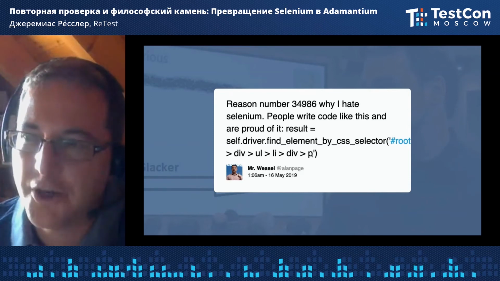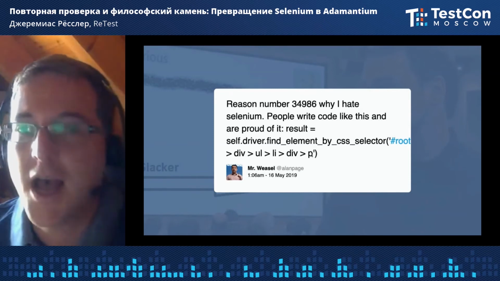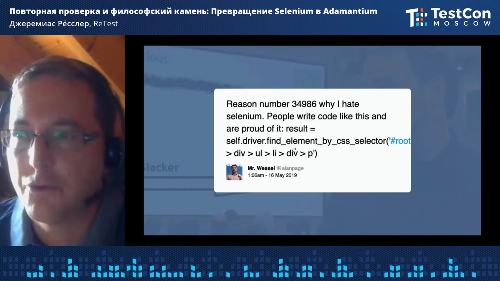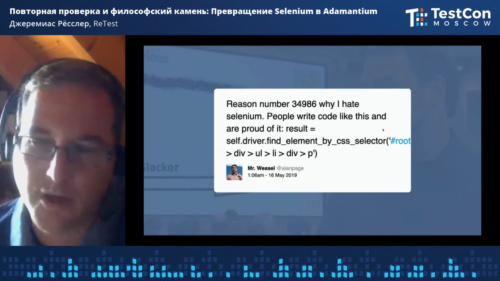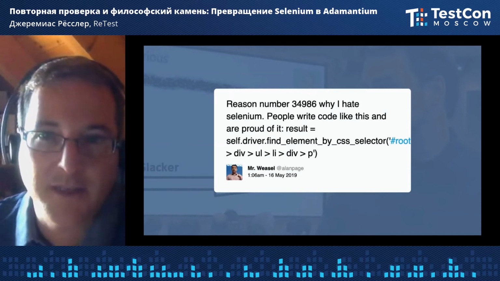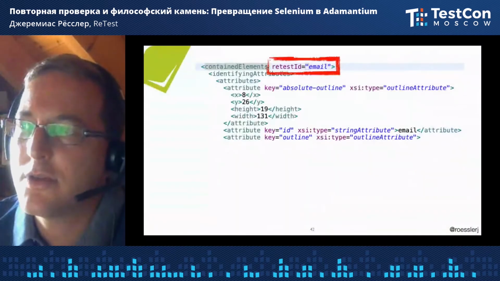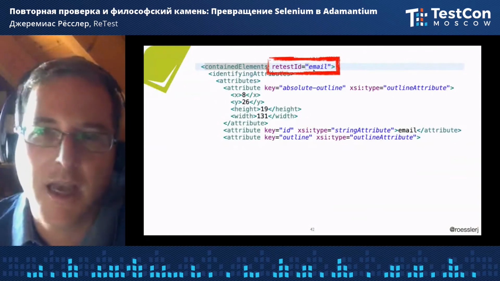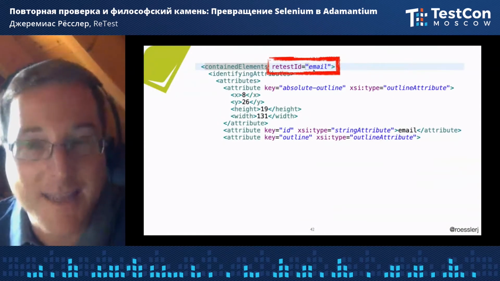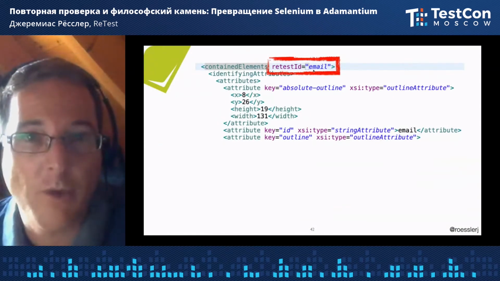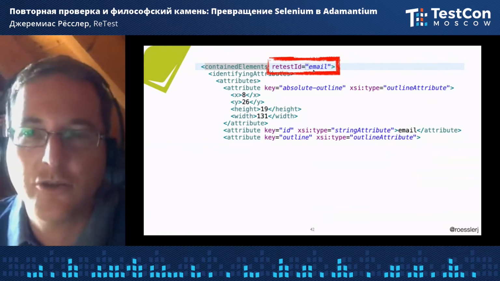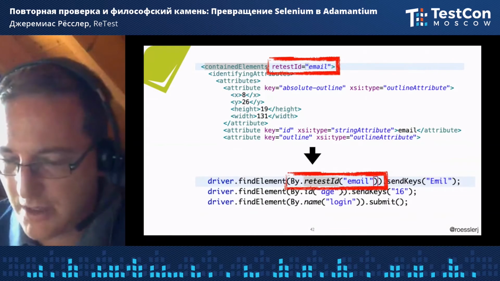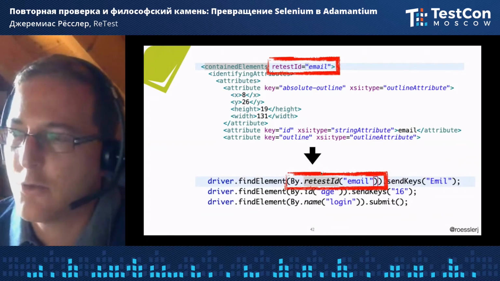Obviously this is very unintuitive. If you read the test, it's very hard to understand what the element is and what it does. So instead, you can use a retest ID and give it a semantic name. Every element of the website has a retest ID, so it's very easy to use the retest ID to identify the element that you want to interact with.